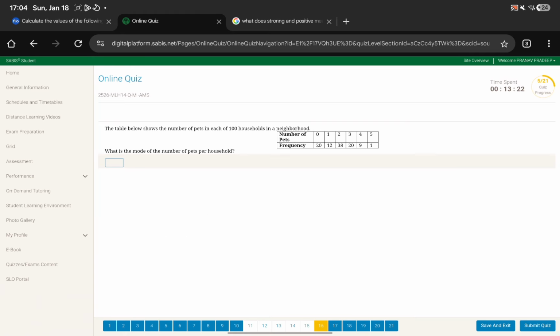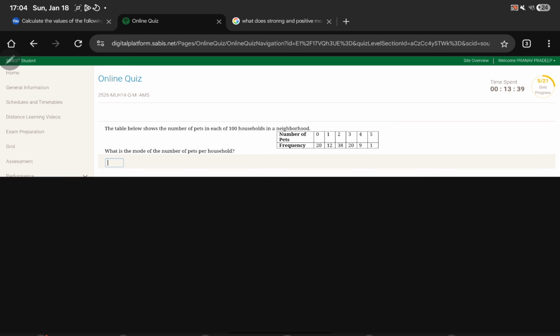Now here, what's the mode of the number of pets per household? What's the number of pets and their frequency? The highest frequency is 38, with households with number of pets equals to 2. So 2 is the mode.